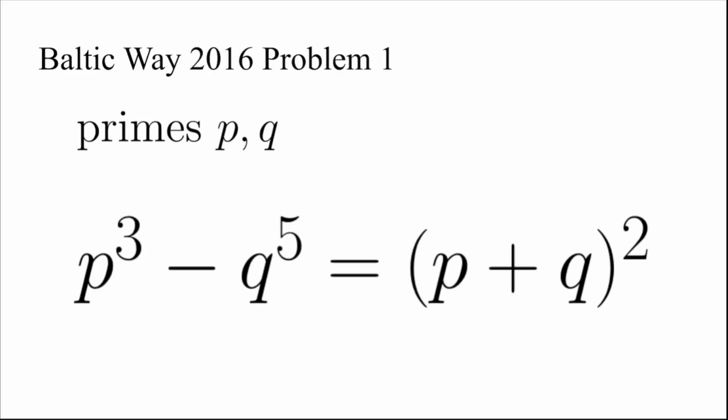In this video, we're going to find prime numbers p and q such that p cubed minus q to the power 5 equals p plus q all squared.